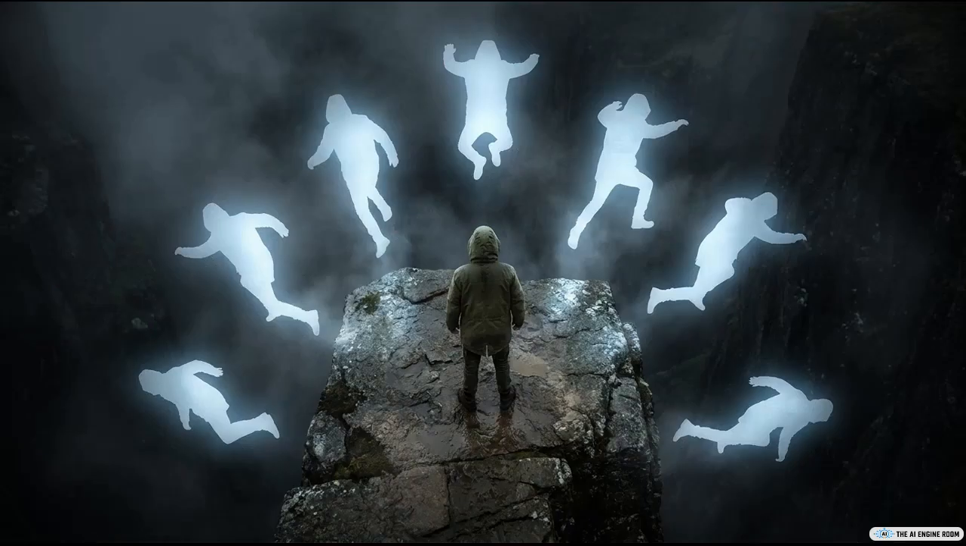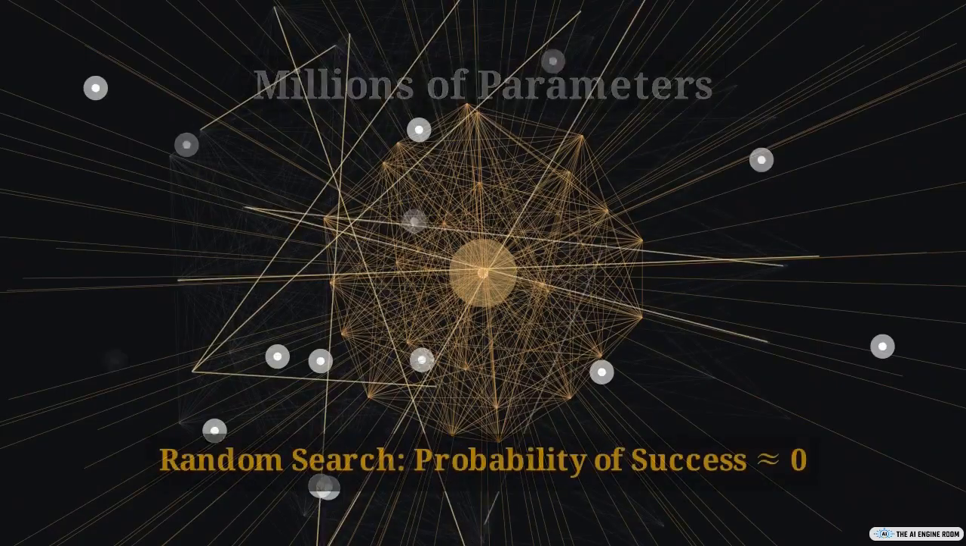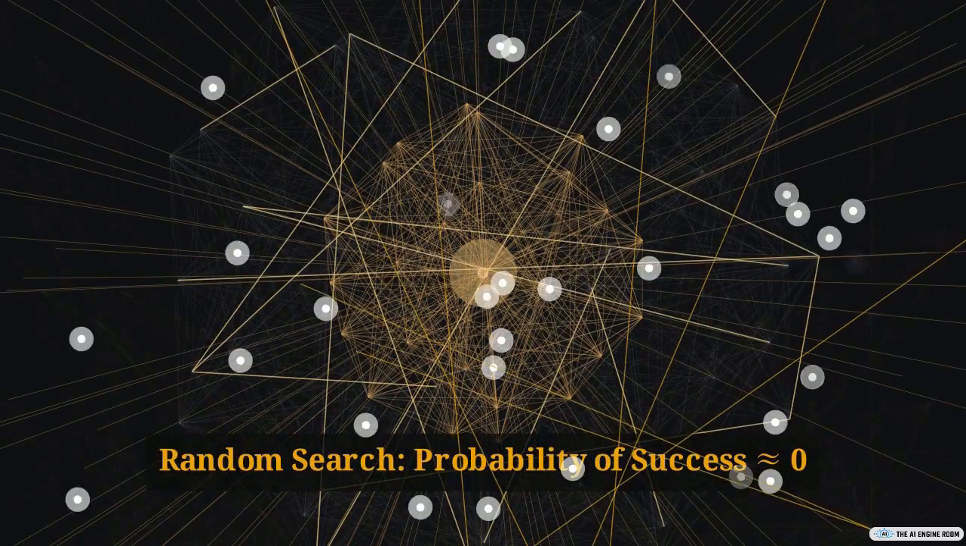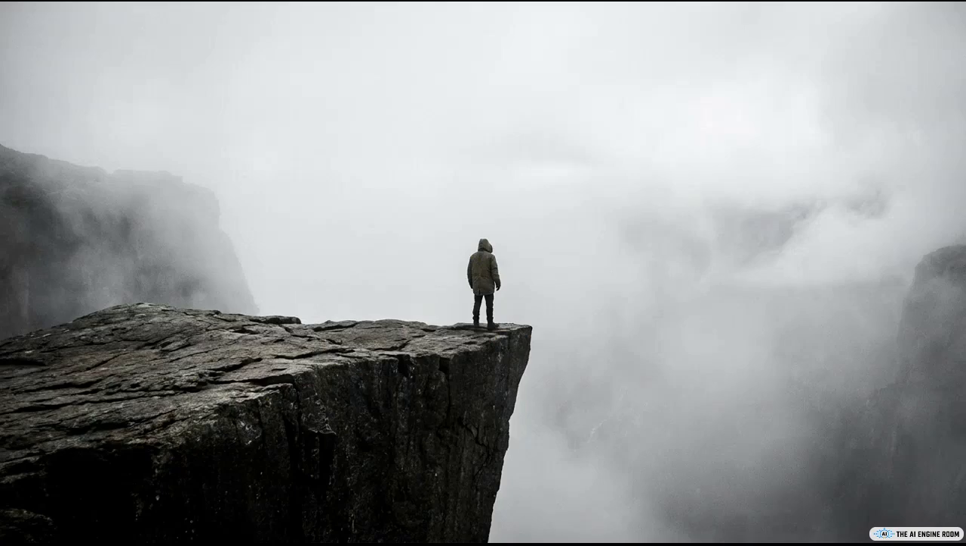You could try jumping in random directions, hoping to eventually land lower down. But when a modern AI has millions of parameters, that is the equivalent of trying to find the valley by randomly teleporting across thousands of dimensions. You will never stumble into the right answer by chance.